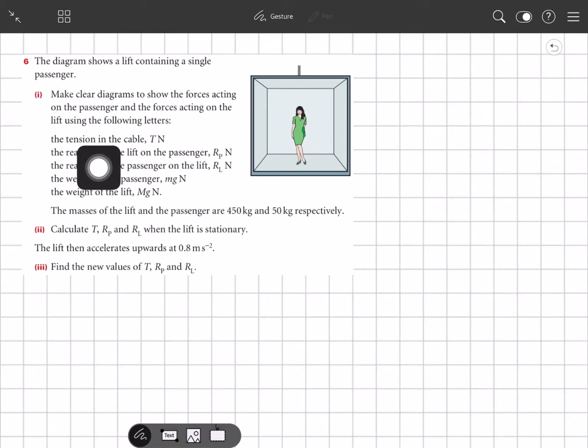So we have here T for the tension in the cable. We have RP for the reaction of the lift on the passenger. We have RL for the reaction of the passenger on the lift. We have mg for the weight of the passenger, and we have capital Mg for the weight of the lift. So now let's see how we draw the force diagram for both the passenger and the lift.